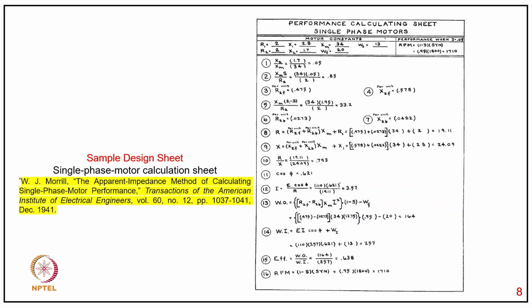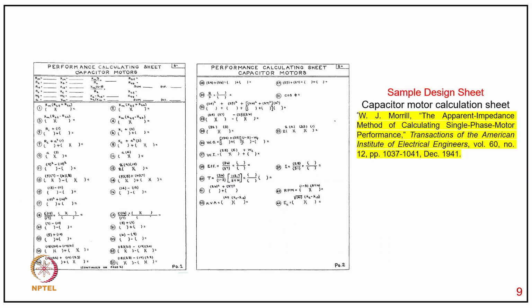As you can see, there is a large number of formulas for the single phase induction motor, and another sheet of formulas. There are plenty of formulas you can just see. Here, typically 42 formulas are given just for the performance calculation of a single phase induction motor, reported courtesy of this research paper.